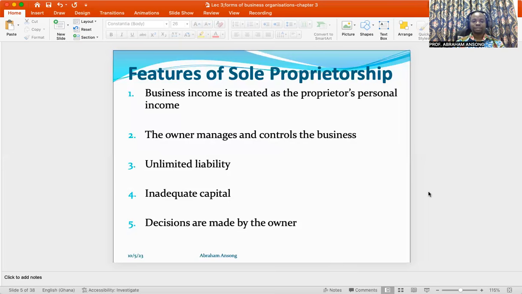All right. Then the last point, we've touched on this already, decisions are made by the owner. Okay, so most of the time when the business is a sole proprietorship, almost all the decisions are likely to be made by the owner of the business.